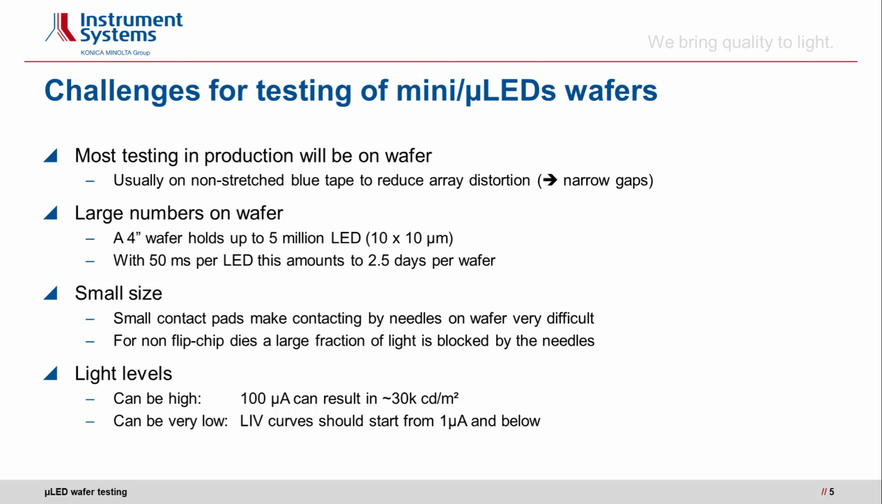And then we have very different light levels. They can range from very high levels, even at low currents of 100 microamps. We already have luminance levels of 30,000 candela per square meter. On the other hand, LIV curves start from 1 microamp, and there the light levels can be very low.